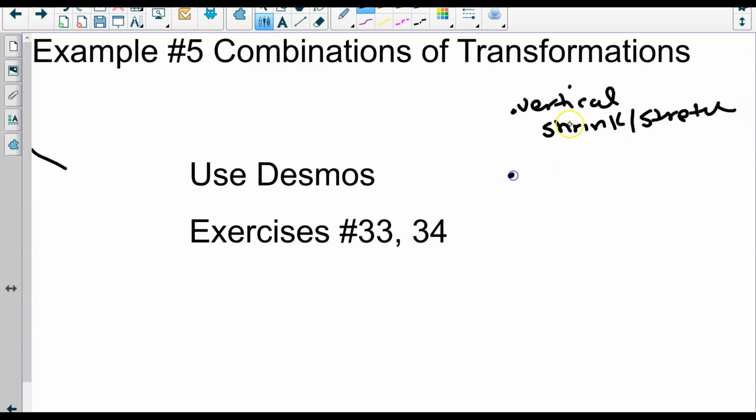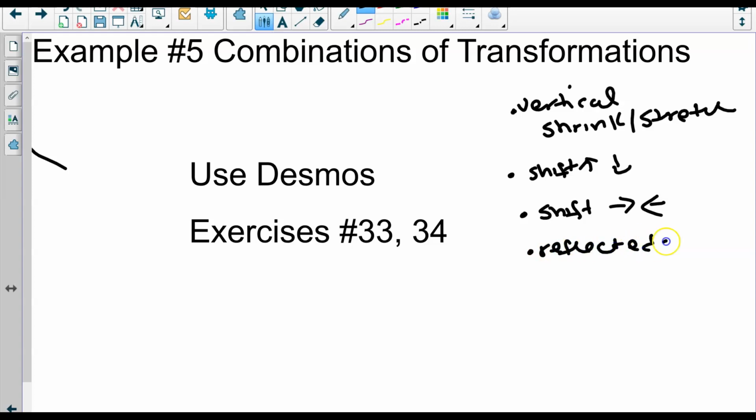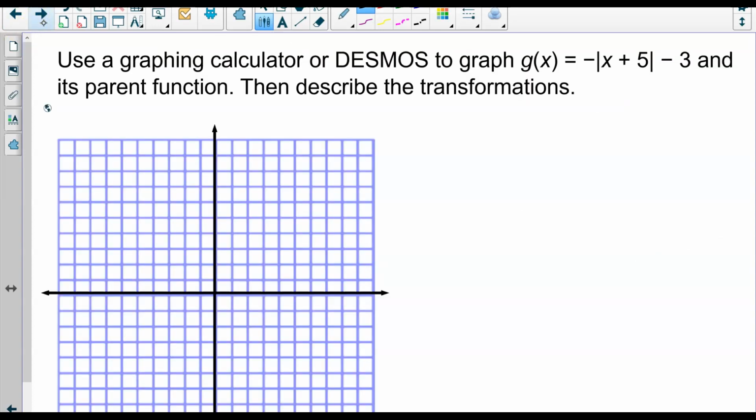You're going to be looking, did it shift up or down? Or did it shift right or left? And was it reflected over the x-axis? Okay, so those are the ones that we're going to be mainly focused on. So to do this, we're going to go to Desmos.